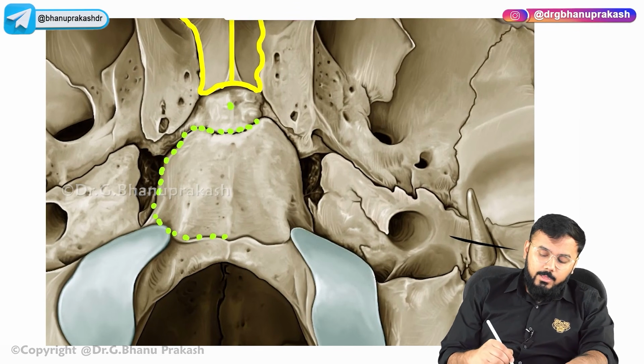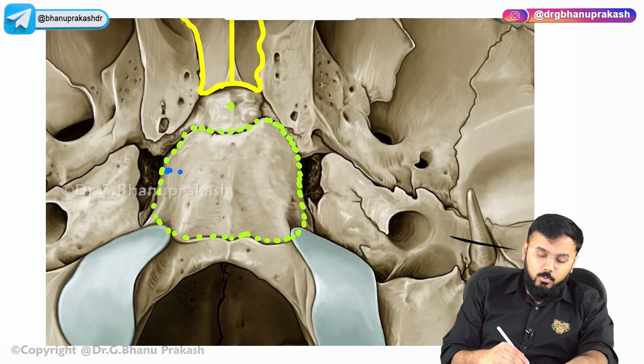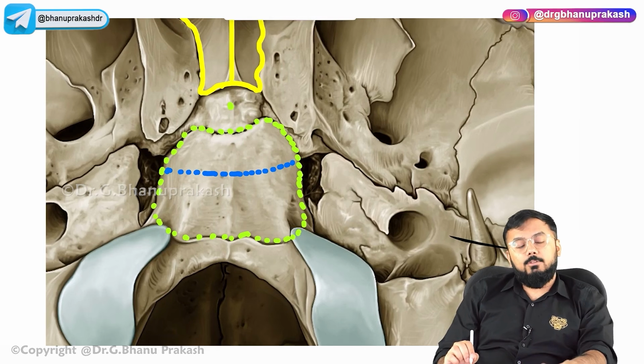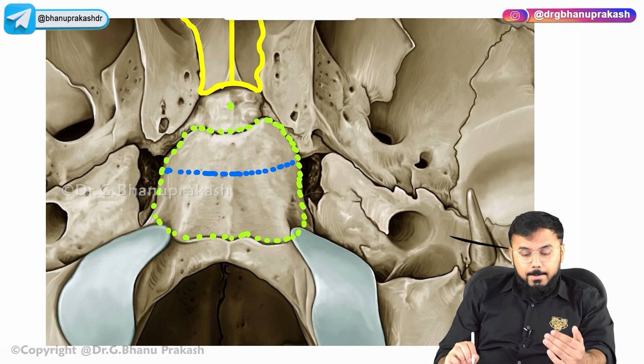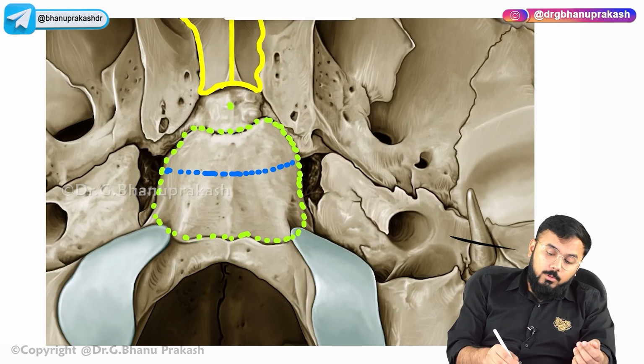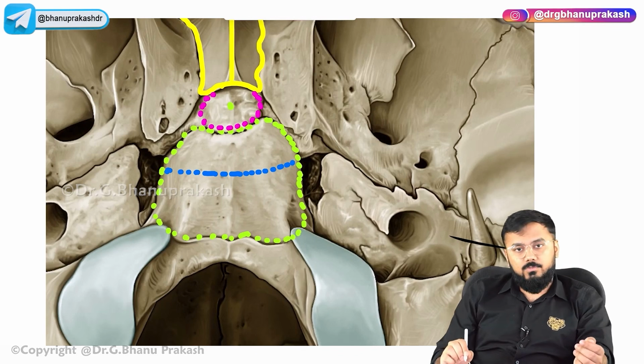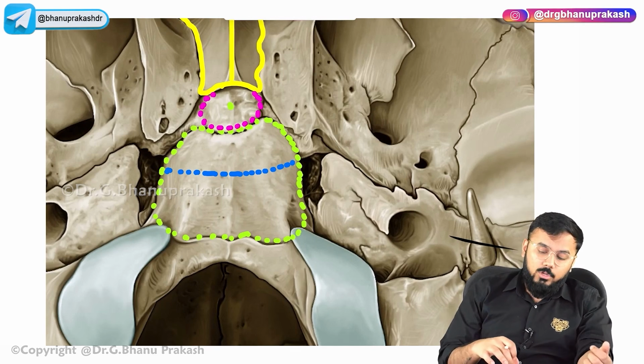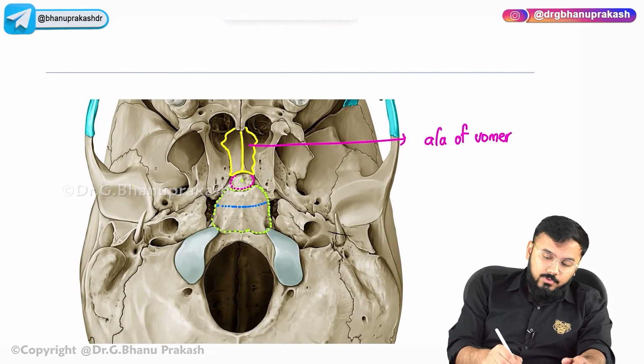This particular sphenoid bone, I am dividing it into two parts. The upper part is called the body of the sphenoid. Above the body, this part is called the rostrum of the sphenoid. Below that you have the basilar part of the occipital bone. So what are the different structures we have over here?